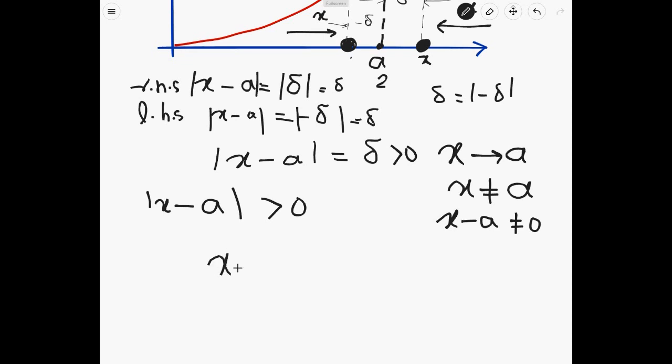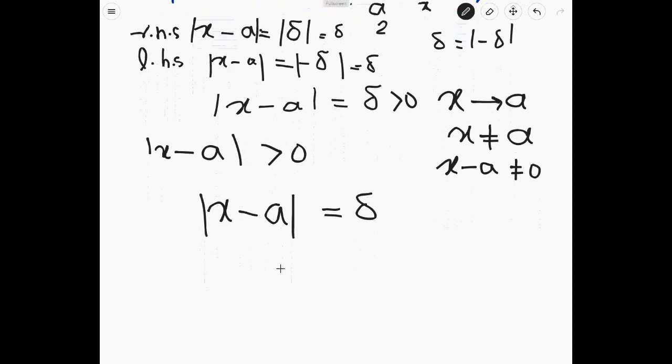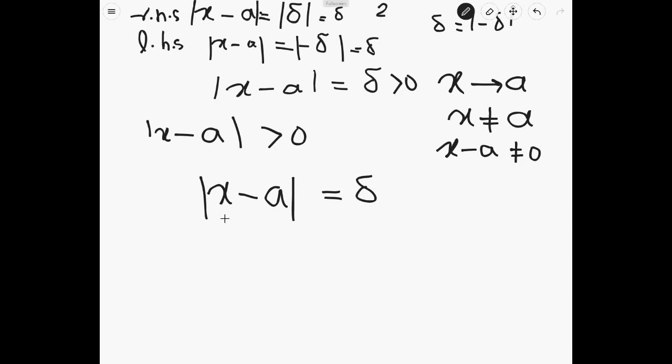So I will say that if the difference between x and a is equal to delta, then the value of the function corresponding to the point x is f of x, and the value of the function corresponding to the point a, which is the limiting value of the function, is supposed to be L. There is a difference between these two points, and therefore there is also a difference between these function points, as can be seen in the diagram.